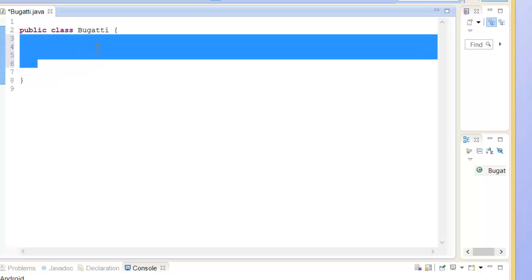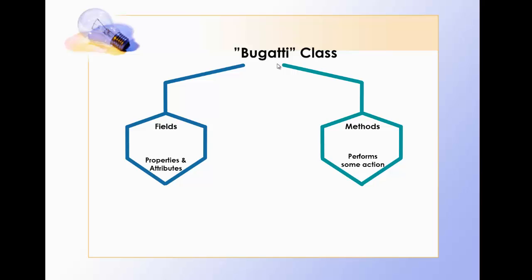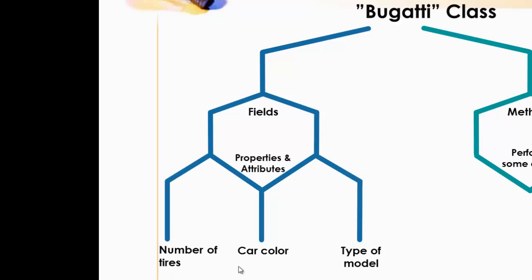Now you might ask yourself, what the heck is a class anyway? I don't see it. It's so abstract. Well, think of a class as the blueprint of your design. It essentially contains 2 sets of data. One is what we call fields. These are attributes and properties of that particular class. For instance, some of the fields associated with this Bugatti class could be the number of tires, the car color of this Bugatti, or the type of model. You could think of these as the properties and attributes of that particular class.